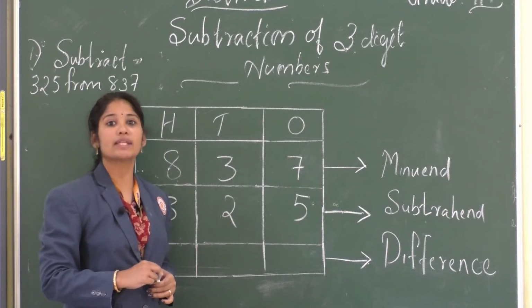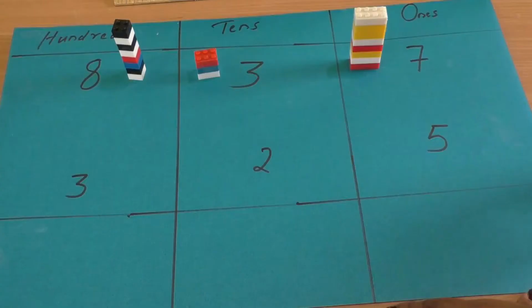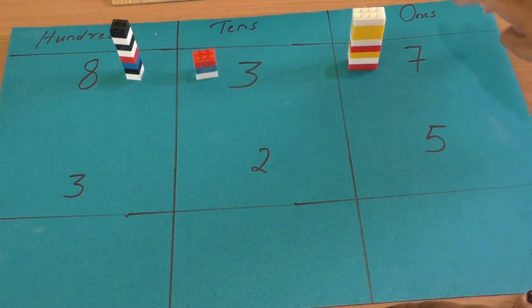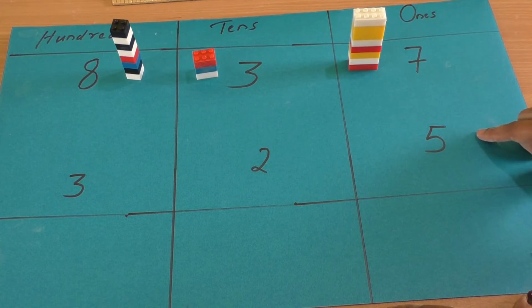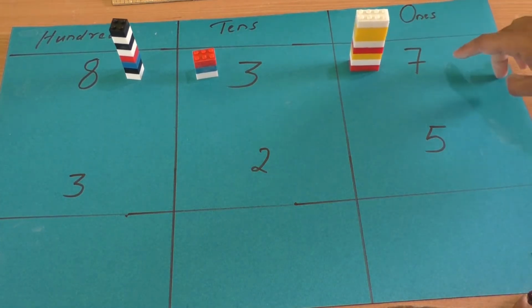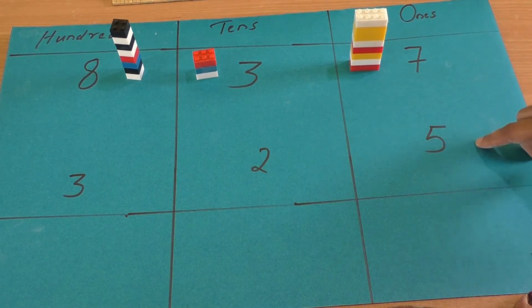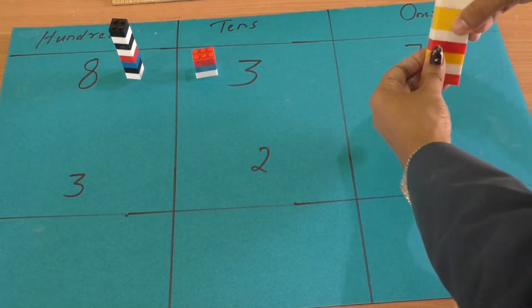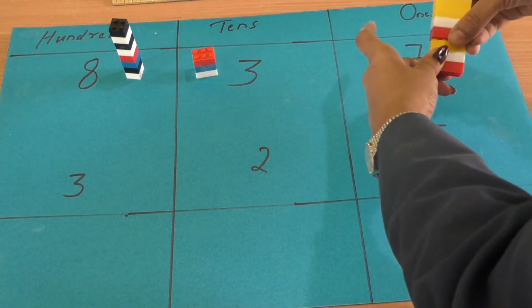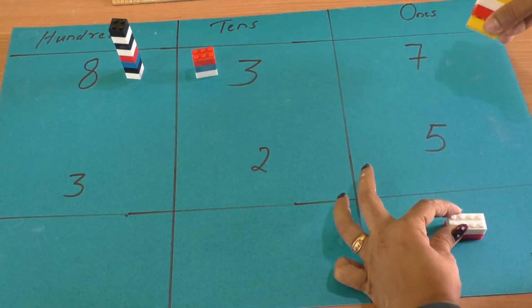Let's illustrate with the help of blocks. Children, we always start from the ones place. We have 7 and 5 at ones place. We have to subtract 5 from 7. If you remove 5 blocks from 7, how many blocks remaining? Yes, 2 blocks.